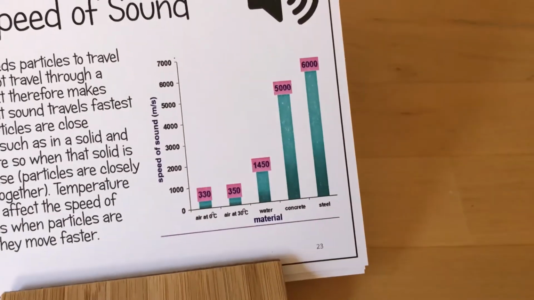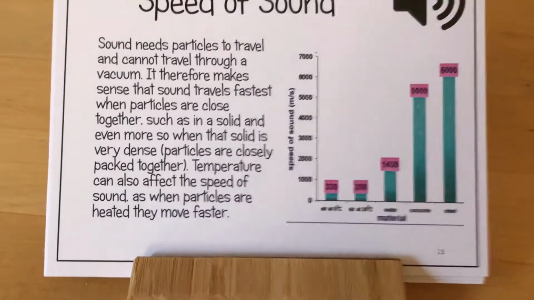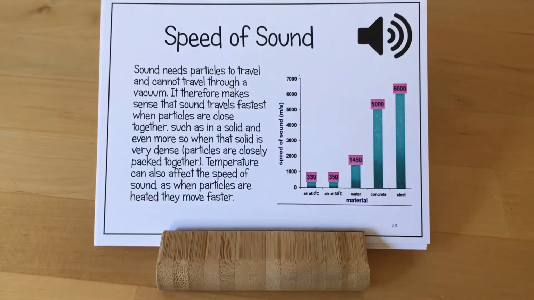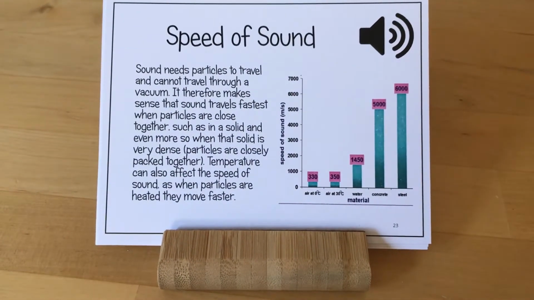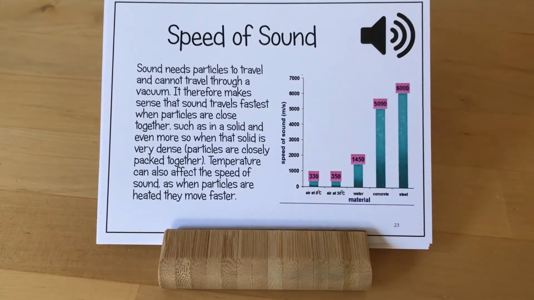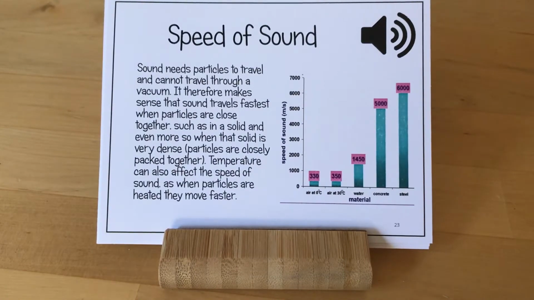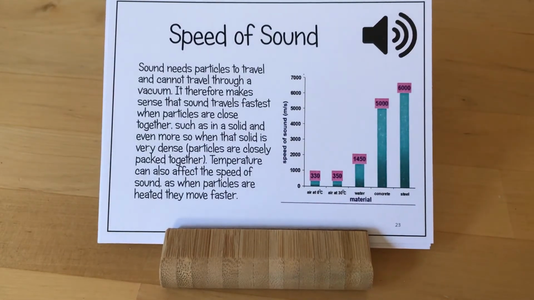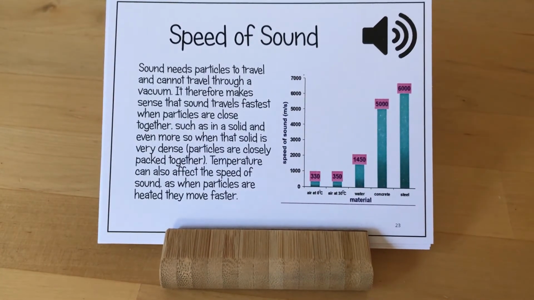So let's just see what the card says, okay? So sound needs particles to travel, cannot travel through a vacuum, therefore it makes sense that sound travels faster when particles are close together, such as a solid, and even more so when that solid is very dense, the particles are packed closely together. Temperature can also affect the speed of sound, as when particles are heated, they move faster. Okay, therefore more chance of collision.